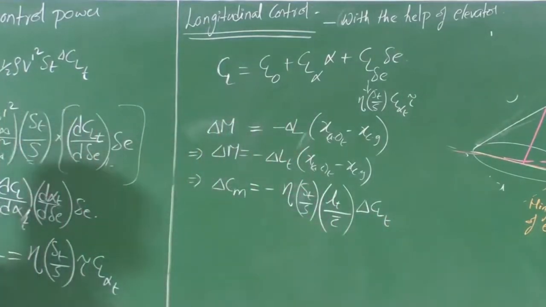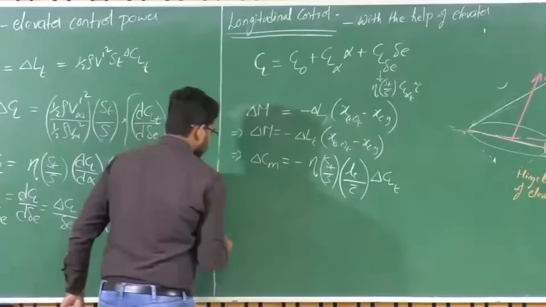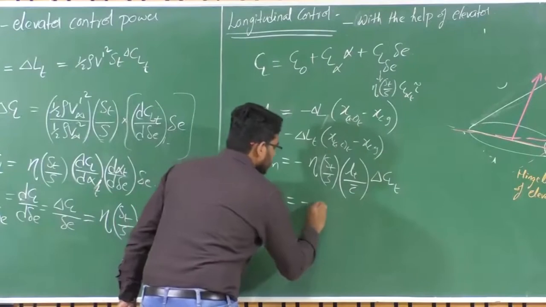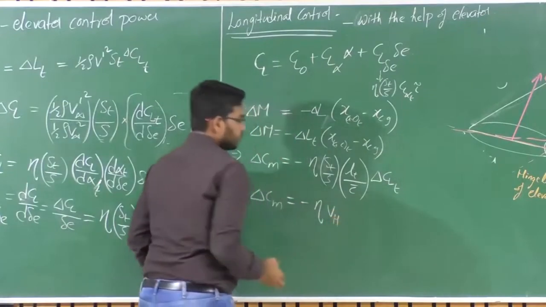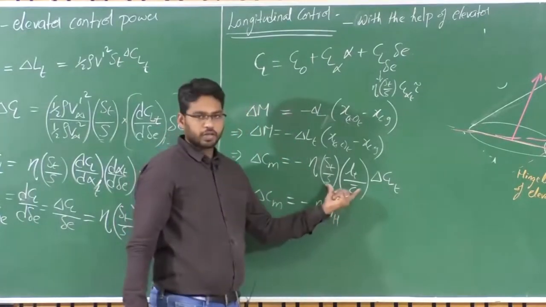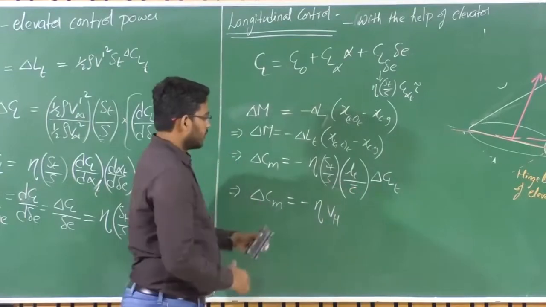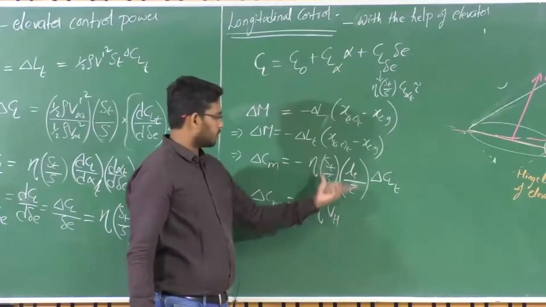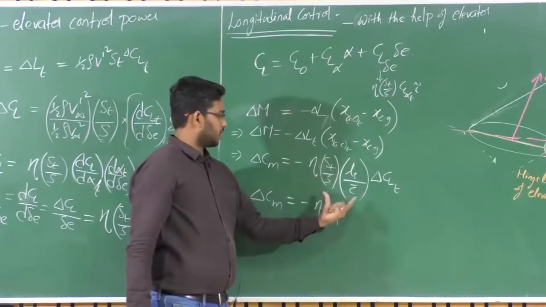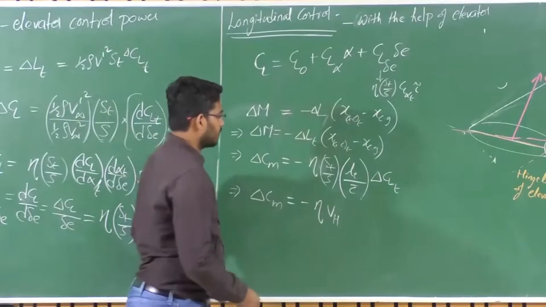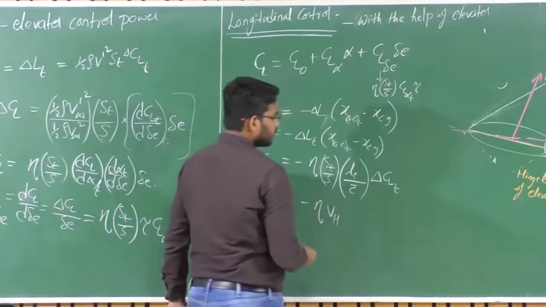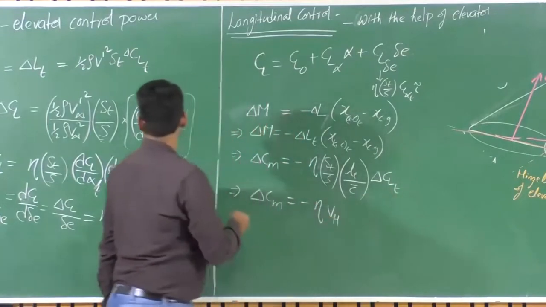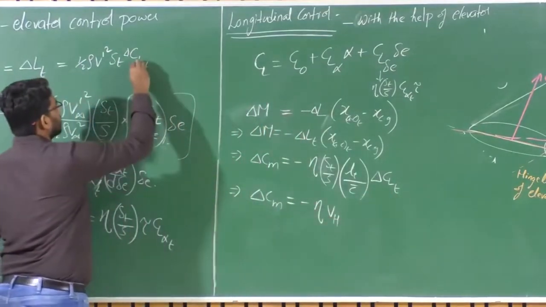Okay. So, we know that the change in the pitching moment coefficient is equal to minus eta VH, right? VH is the tail volume ratio. This particular product is the tail volume ratio: area of the tail times length of tail upon area of the wing times mean aerodynamic chord of wing. And delta CL at the tail is due to the change in lift coefficient at the tail, right. This is delta CL at the tail.